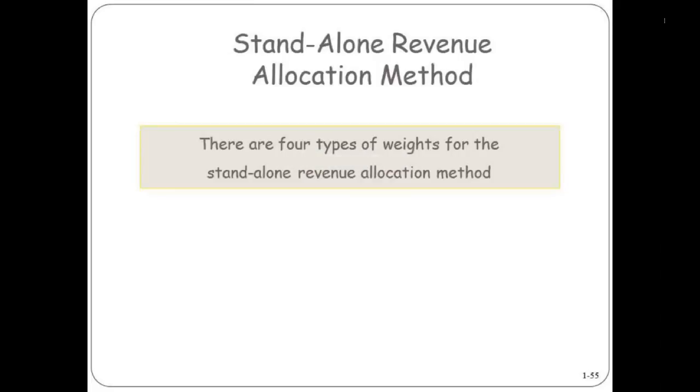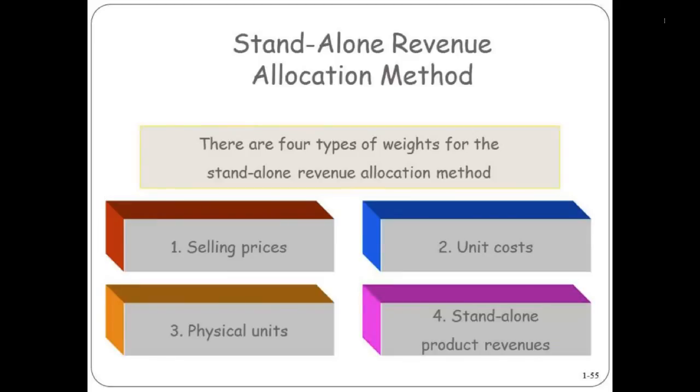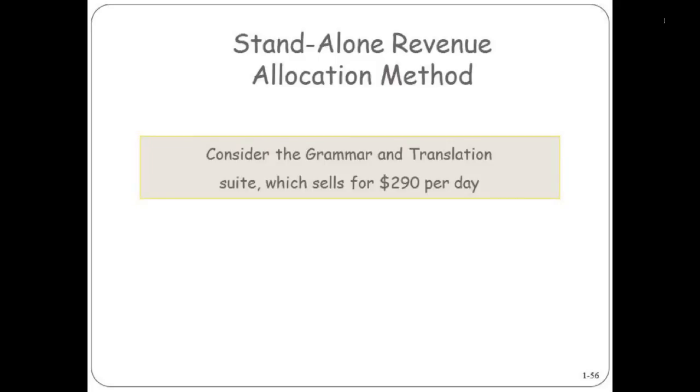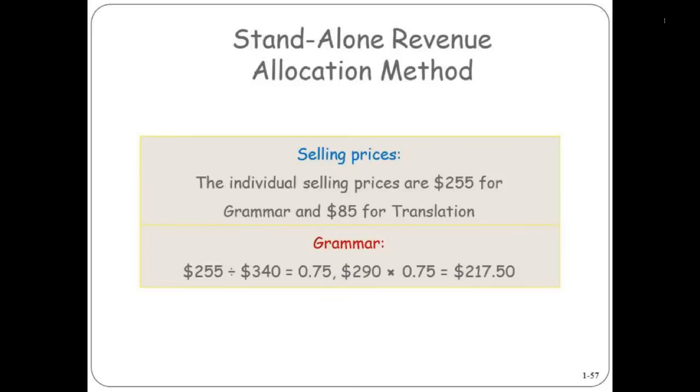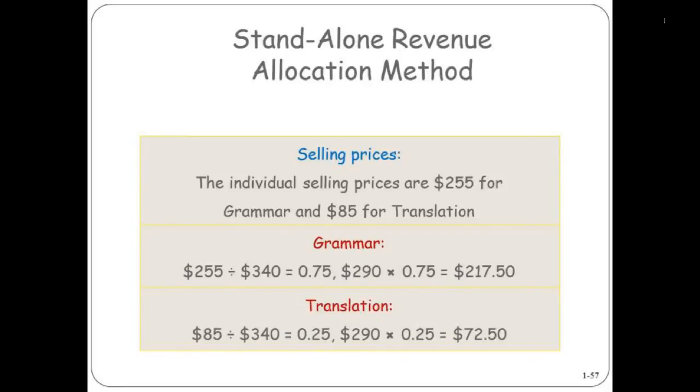So in the standalone method, as we said, there are different ways that you could find the percentages that each product should pay. If you did it by selling price, where you had the grammar and translation bundle, grammar should pay 75% and translation should pay 25%. So they should get the revenues 75% and 25%. So that's how the revenues per bundle would break out using selling price as the guide.